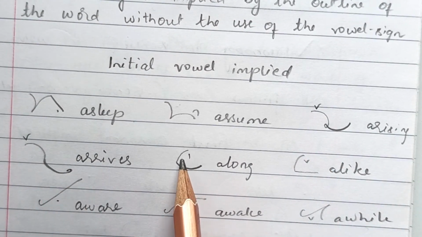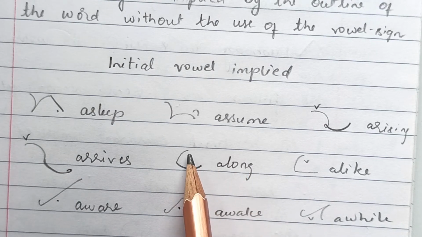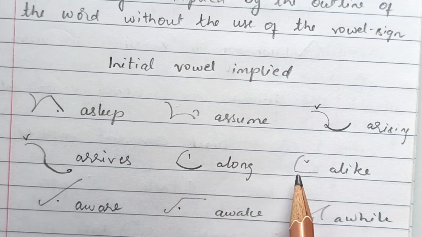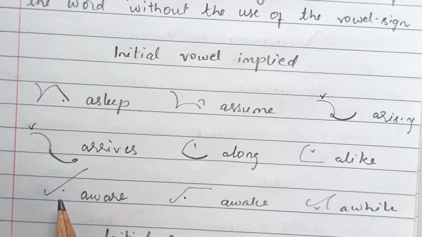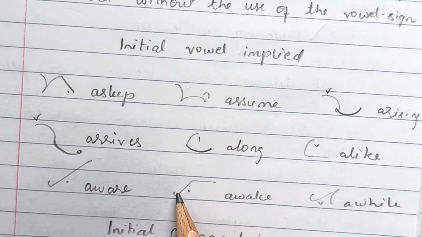arrives, along. So it's a downward L, so L and ing. So along, alike, aware, awake, and awhile.